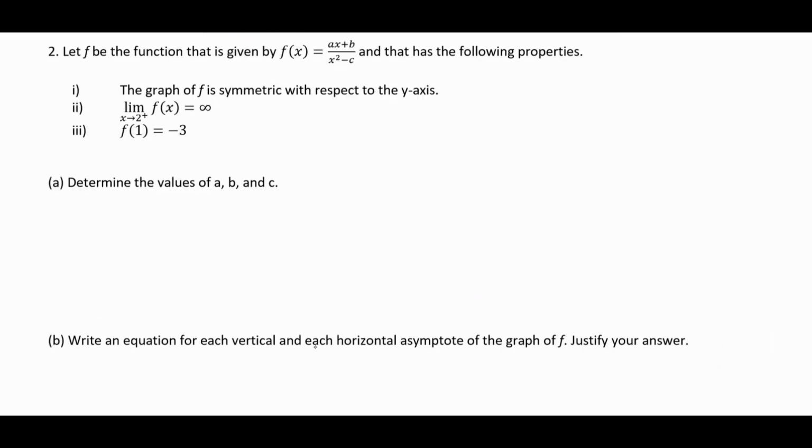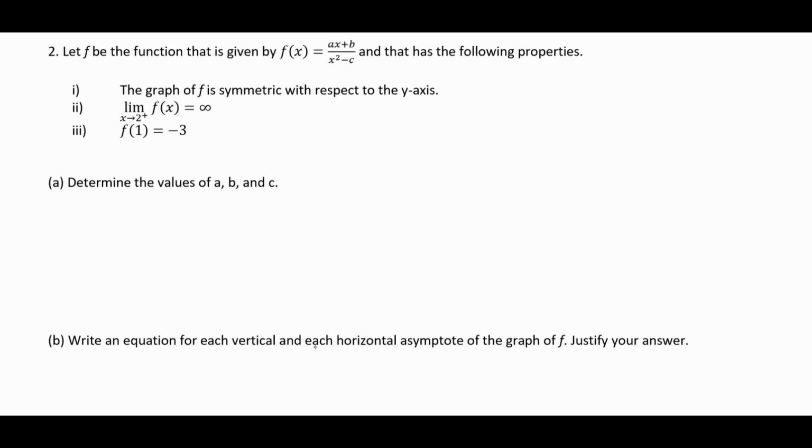Moving on to question 2, free response. We have many things to be looking at. We know that f is the function given by ax plus b over x squared minus c. And it has these following properties. The graph of f is symmetric with respect to the y-axis. The limit of f of x as x approaches 2 from the right is infinity. And f of 1 equals -3.